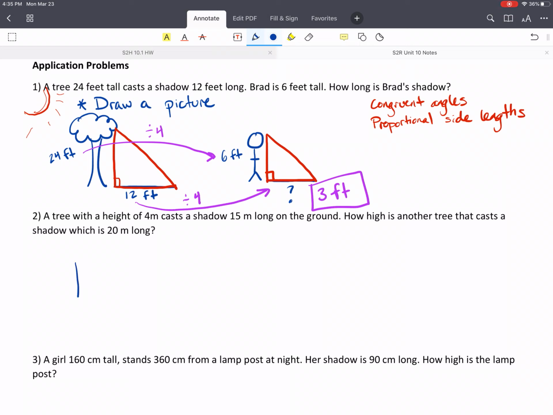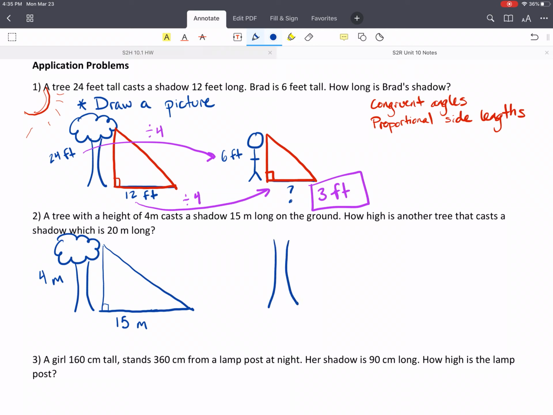Okay, more trees. Trees are good things. A tree with a height of 4 meters. So that's going to be 4 meters. Cast a shadow that is 15 meters long. So it's a bit of a longer shadow. So there's the triangle that's been created. How high is another tree that casts a shadow which is 20 meters long?